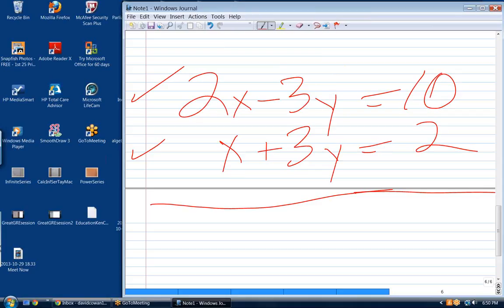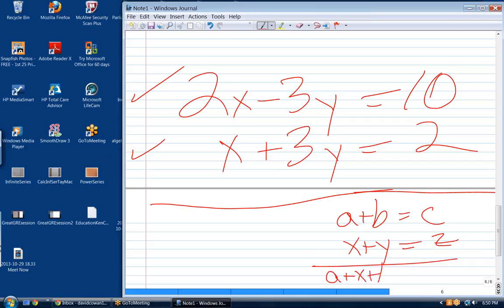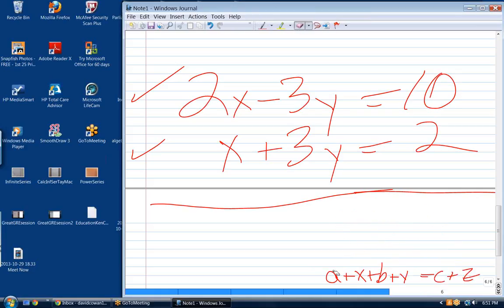So you would just solve each problem over and over again? No, I would just add the two equations. In other words, if I have a plus b equals c, and I have x plus y equals z, I can add those two. So I have a plus x, b plus y equals c plus z. I can also subtract them. So you can always add or subtract equations.